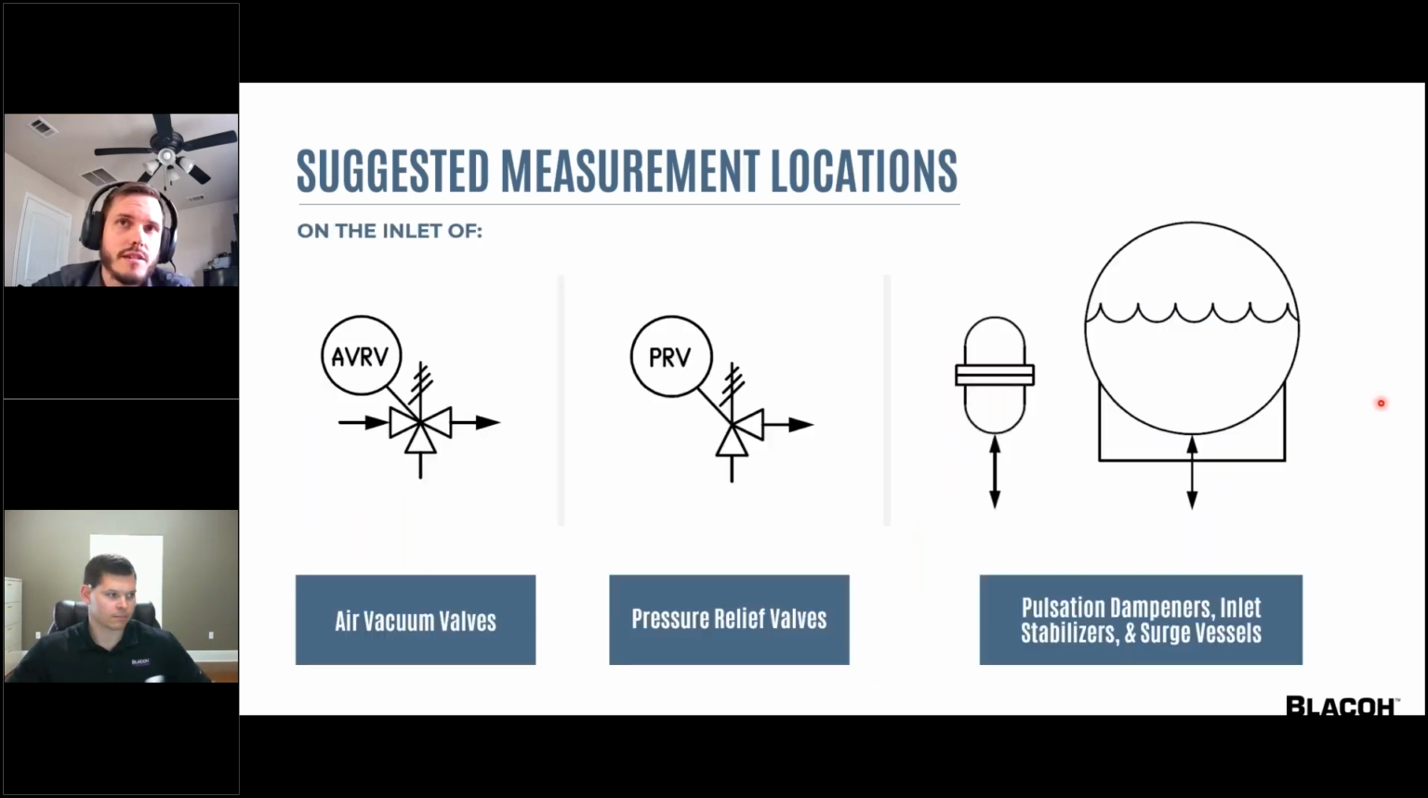A single monitor can be placed on the inlet of air vacuum and pressure relief valves to verify they are operational during transient events, to detect the event itself, and to make sure there is no slam or chatter. It has many uses on pulsation dampeners and surge vessels. It can be used to verify pre-charge pressure on bladder vessels, which is the pressure the vessel is brought to or charged to before it's brought online.